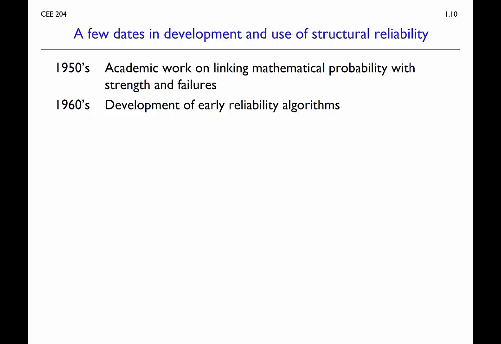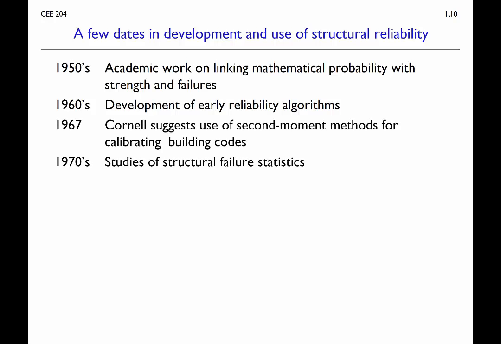So probability has been around for longer than the 1950s. It's been around for a couple centuries in a formal sense, but it was not linked to probability of failure type calculations until the middle of the last century. In the 1960s, people started thinking about algorithms specifically devoted towards these reliability calculations. If I want to find the probability of failure of something where I've got more than one random variable and it's a low probability of failure, those reliability specific algorithms were getting developed in the 1960s.